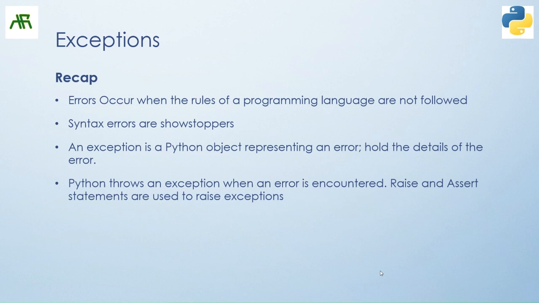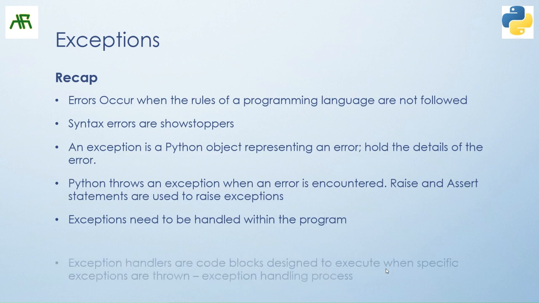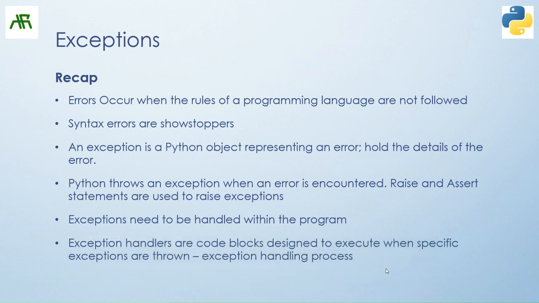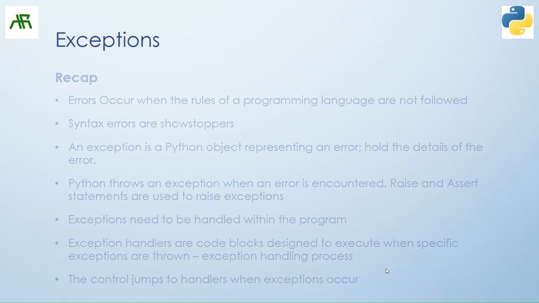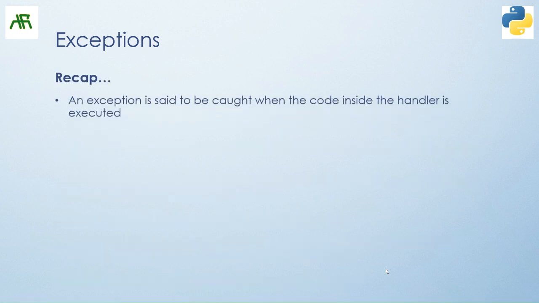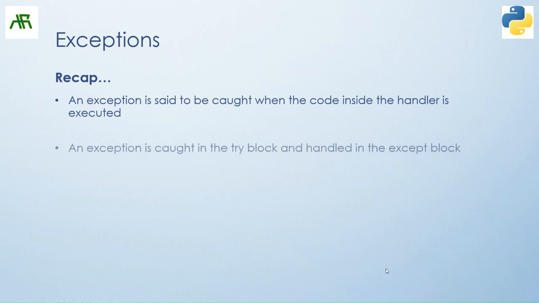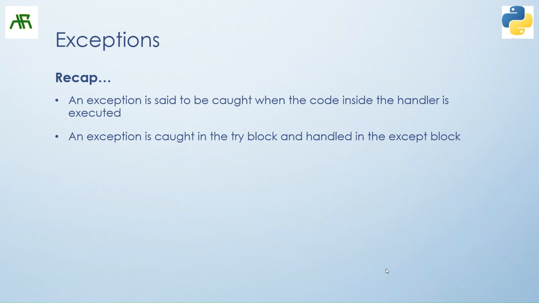Raise and assert statements are used to raise exceptions forcefully. Exceptions need to be handled within the program whenever they are raised. Exception handlers are code blocks designed to execute when specific exceptions are thrown. This is called the exception handling process. The control jumps to handlers whenever exceptions are raised. An exception is said to be caught when the code inside the handler is executed. An exception is caught in the try block and handled in the except block.